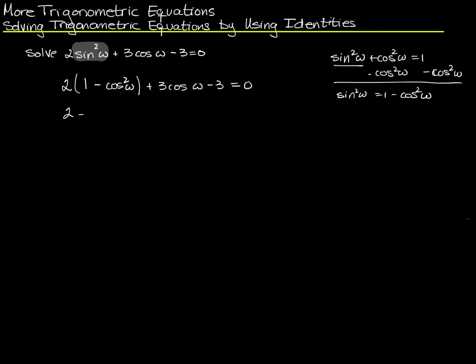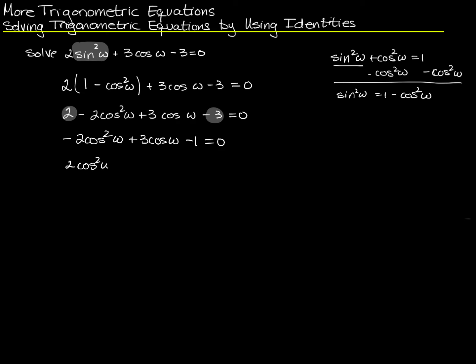And if I distribute, I get 2 minus 2 cosine squared plus 3 cosine minus 3 equals 0. Collecting like terms, I have 2 constants there. I end up with negative 2 cosine squared plus 3 cosine minus 1 equals 0. Now I'm going to multiply both sides by negative 1, and I get 2 cosine squared omega plus 3, minus 3 cosine of omega plus 1 equals 0.